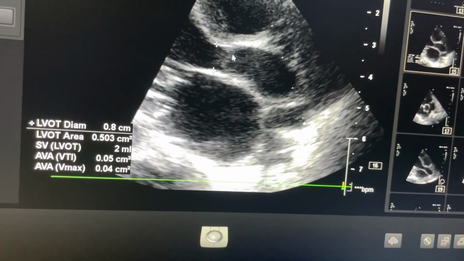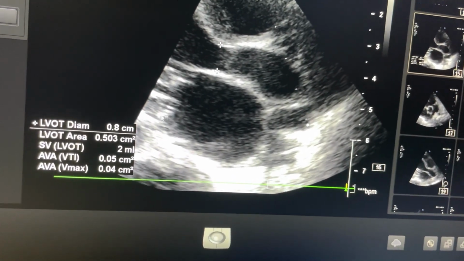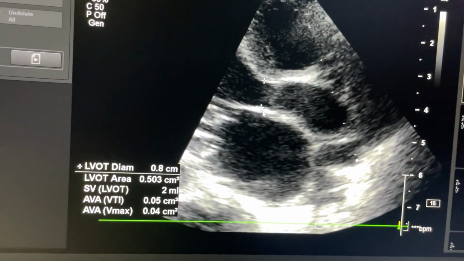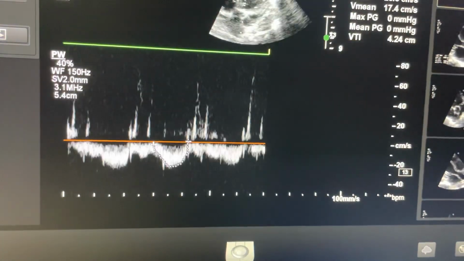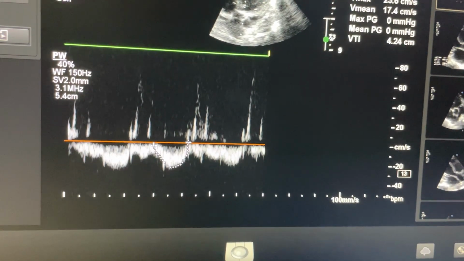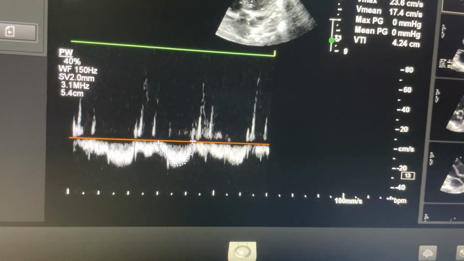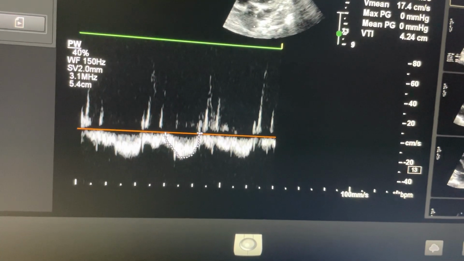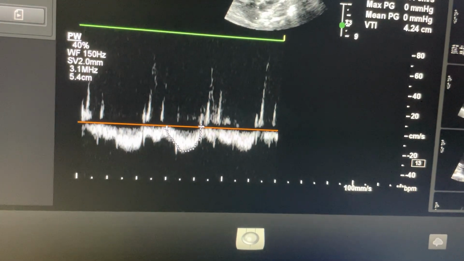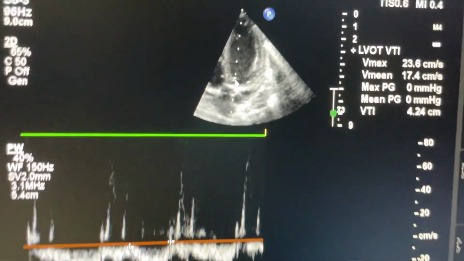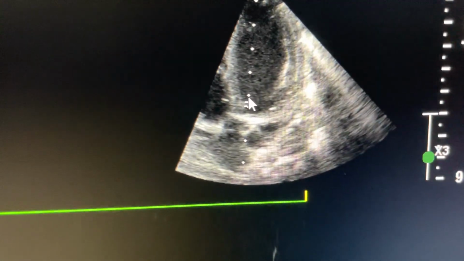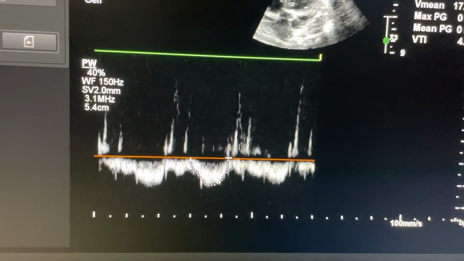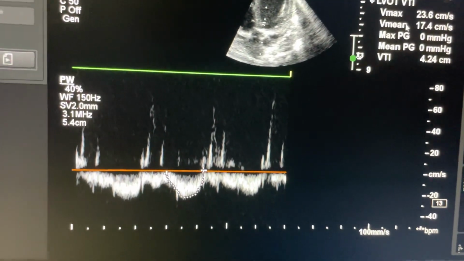So aortic valvotomy is urgently required in this case. You have to know how to apply the continuity equation, so again I want to repeat it. You take the velocity in the LVOT region, the left ventricular outflow region, just inferior to the aortic valve, in the apical 5-chamber view. You have to take care with the pulse wave here. This is the LVOT velocity. Just trace like this, and that will give you the LVOT VTI.